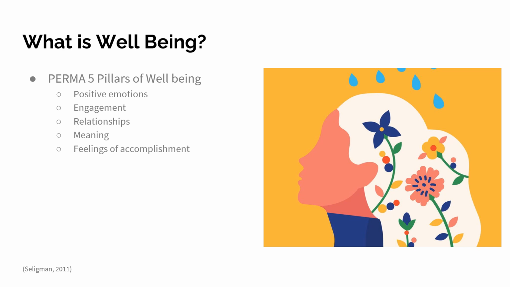What is well-being? Well-being is a social construct that can be defined in many ways. For the purpose of this study, well-being is defined according to the PERMA 5 pillars of well-being. This includes showing positive emotions, engagement, having positive relationships, living your life with meaning, and having feelings of accomplishment.